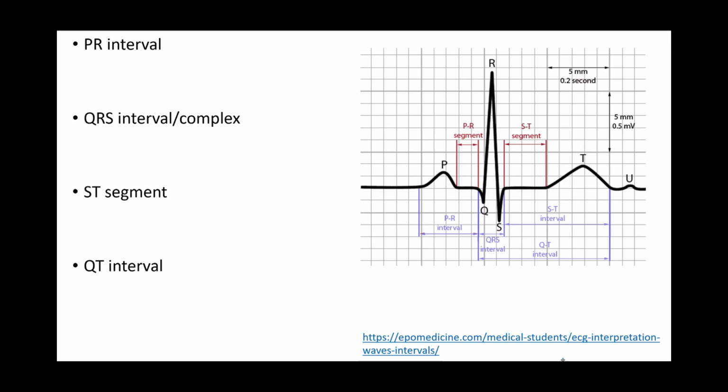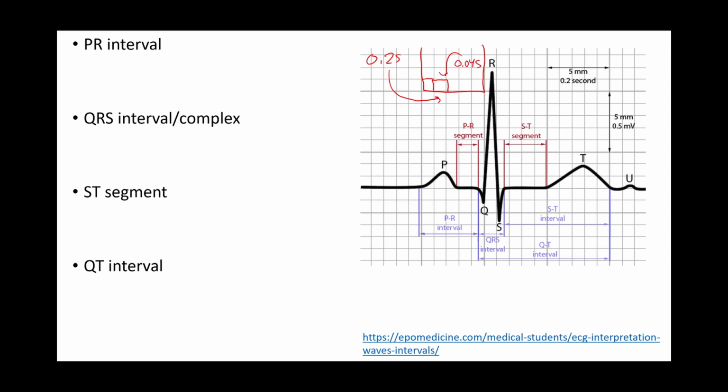Before we dive into it, I do want to review what the boxes in the EKG paper represent. Do remember that you have big boxes and little boxes. Each big box contains 5 little boxes going up and 5 little boxes going horizontally. When you look at it horizontally, each big box represents 0.2 seconds of time, and each tiny box therefore represents 0.04 seconds of time.